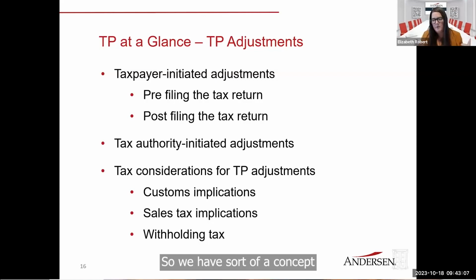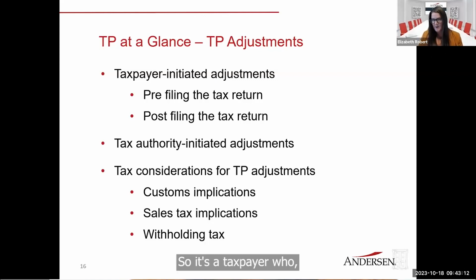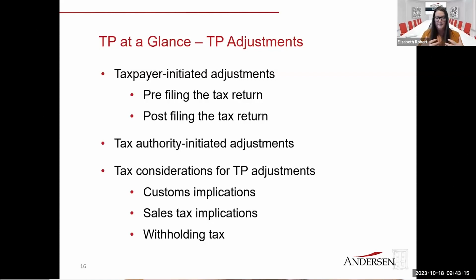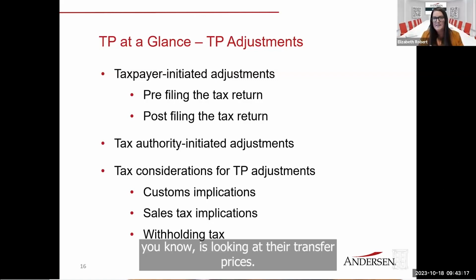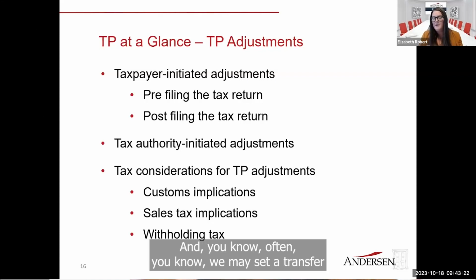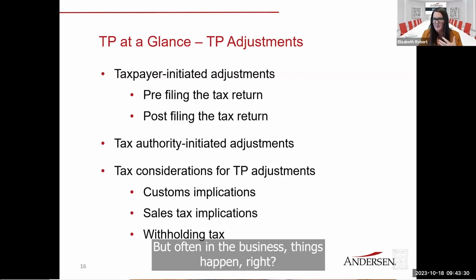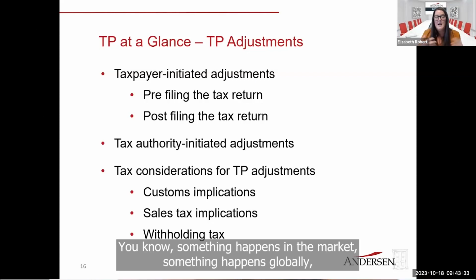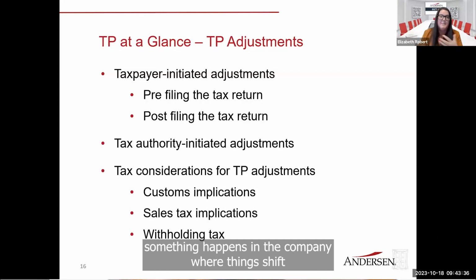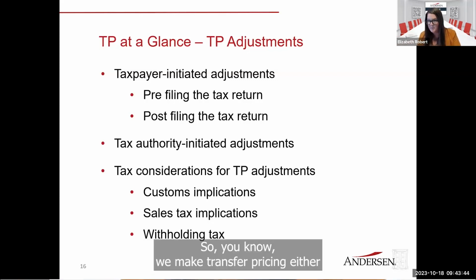So we have a concept in transfer pricing called a taxpayer initiated adjustment. It's a taxpayer who is looking at their transfer prices, they've got intercompany transactions and they need to make adjustments. Often we may set a transfer price at the beginning of the year and say we're going to continue that all year. But often in the business, things happen, right? Something happens in the market, something happens globally, something happens in the company where things shift and we don't end up where we want to end up at the end of the year. So we make transfer pricing adjustments.